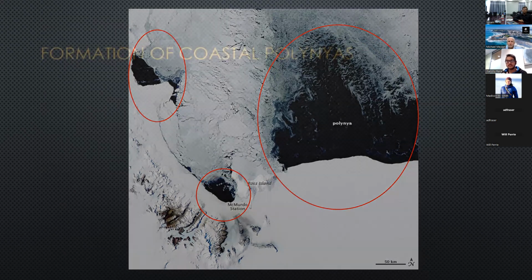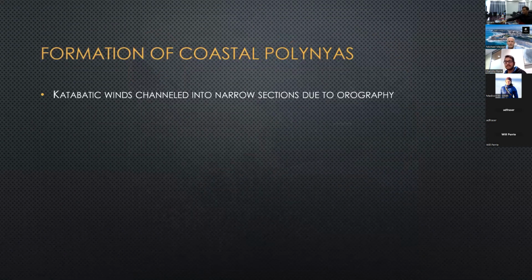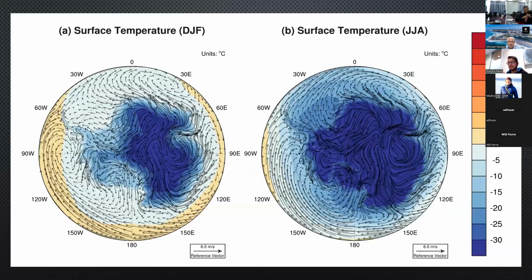So, formation of coastal polynyas. The main factor in formation of coastal polynyas are katabatic winds, which are downslope winds. Due to very low temperatures in Antarctica, cold and dense air forms over high elevation regions. This image shows the average surface temperature in Antarctica during austral summer and austral winter, overlaid with surface wind vectors. The dense cold air masses will flow down the steep valleys due to gravitational acceleration. And due to the orography, these are channeled into narrow sections where they converge and increase in speed.